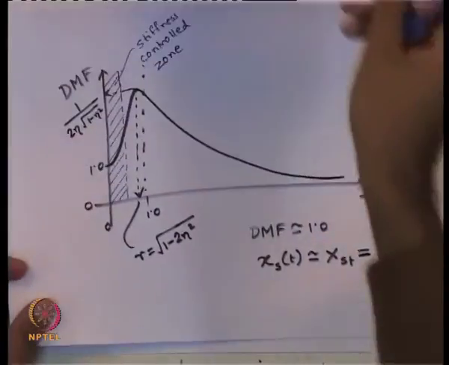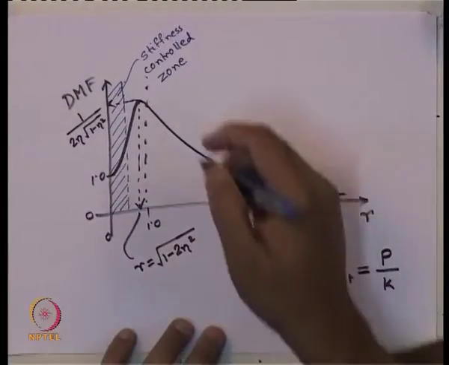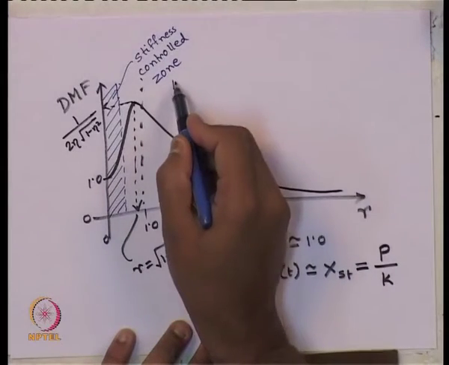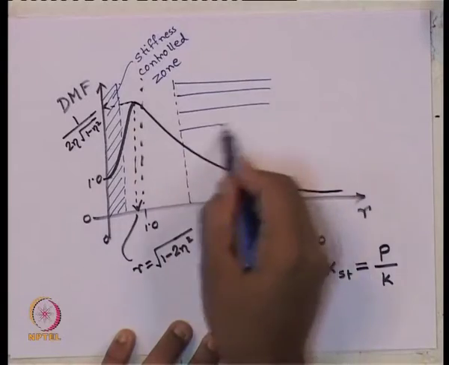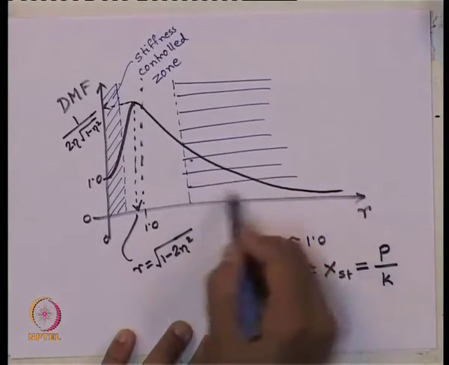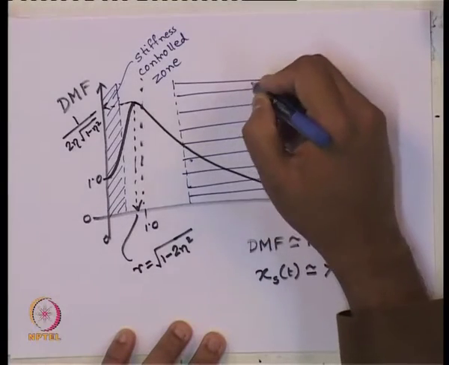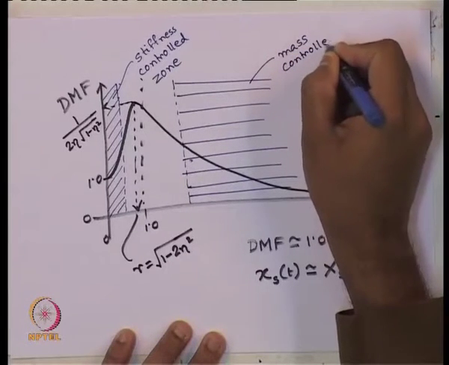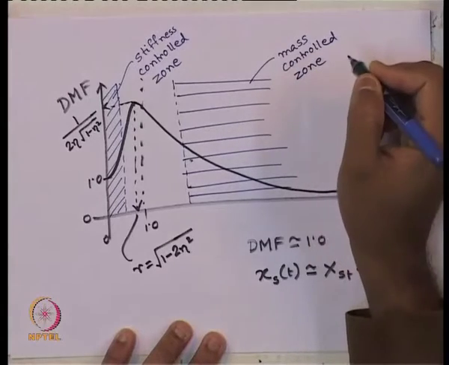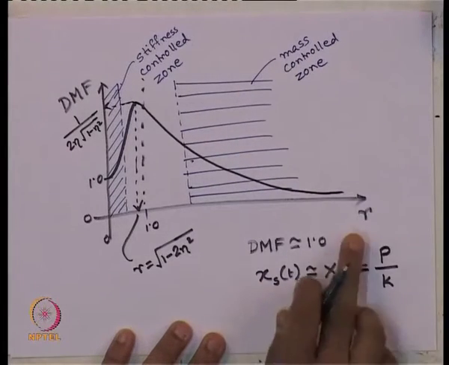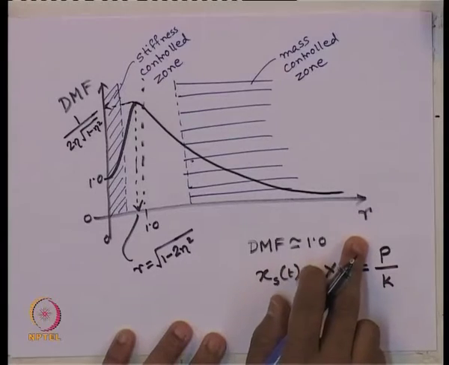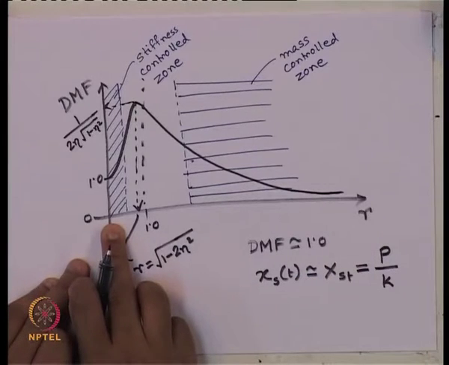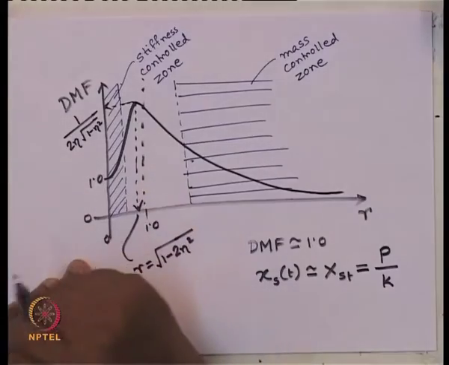Now let us go back to our previous picture. We can find out another location, say this zone where the value of R is very high. This can be classified as the mass controlled zone. So, if you want to keep your R value for the design very high, you have to control the mass. If you want your R value to be very low, you have to control the stiffness of the system.